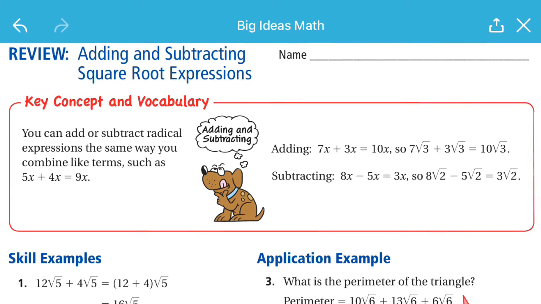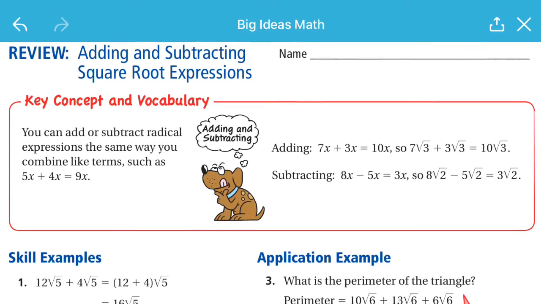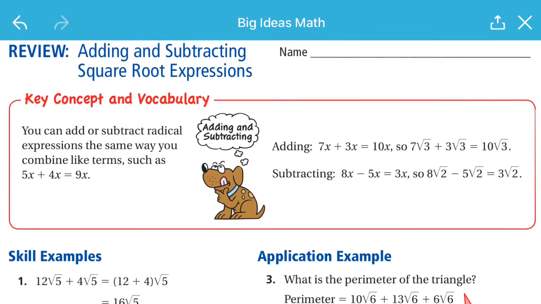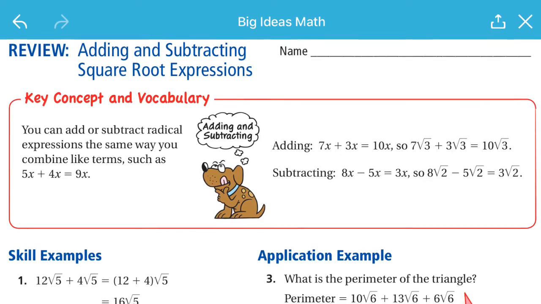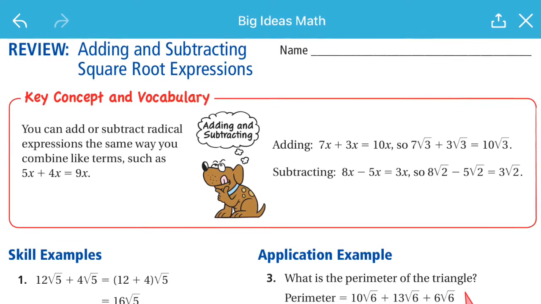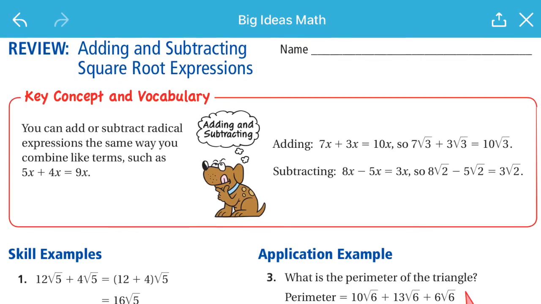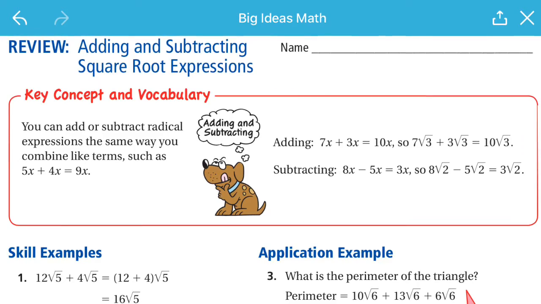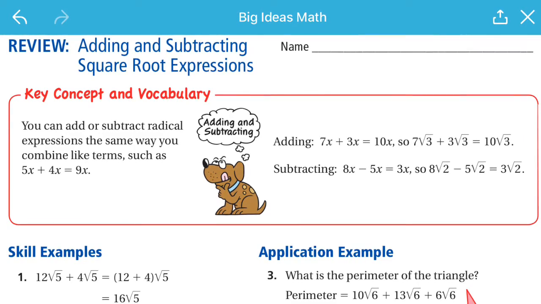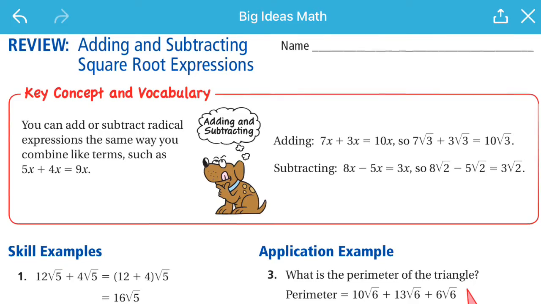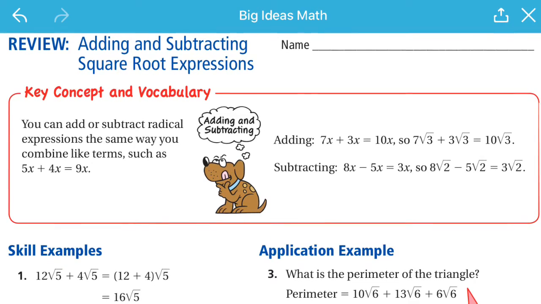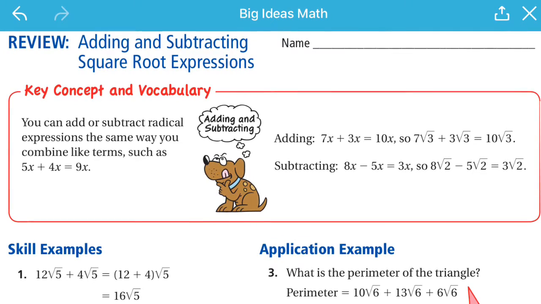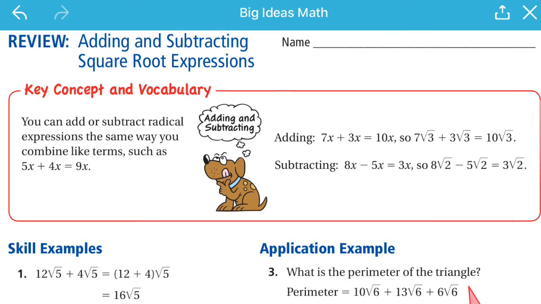When subtracting, it's the same concept. 8x minus 5x gives us 3x. So 8 times the square root of 2 minus 5 times the square root of 2 gives us 3 times the square root of 2. And as you can see in the skills example number 1 here at the bottom left, 12 times the square root of 5 plus 4 times the square root of 5, they are only going to add the 12 and the 4 and then leave the square root of 5 alone, and that should give us the answer. Go on ahead and finish copying this example.